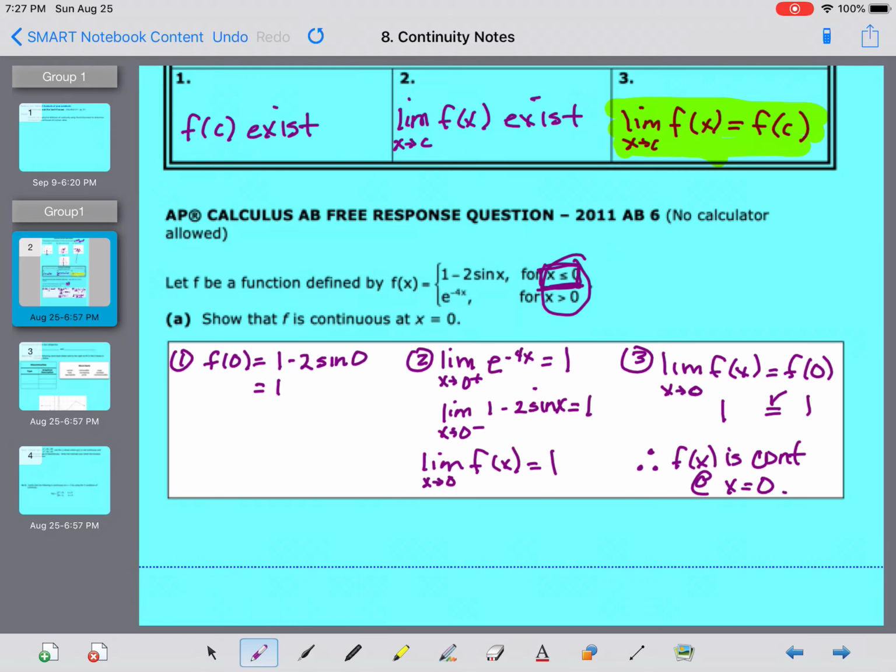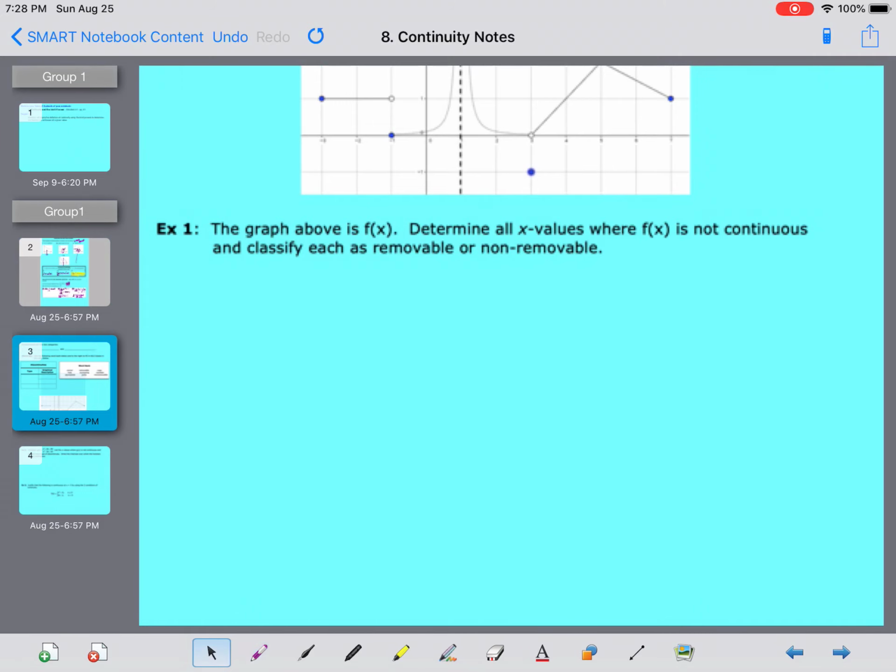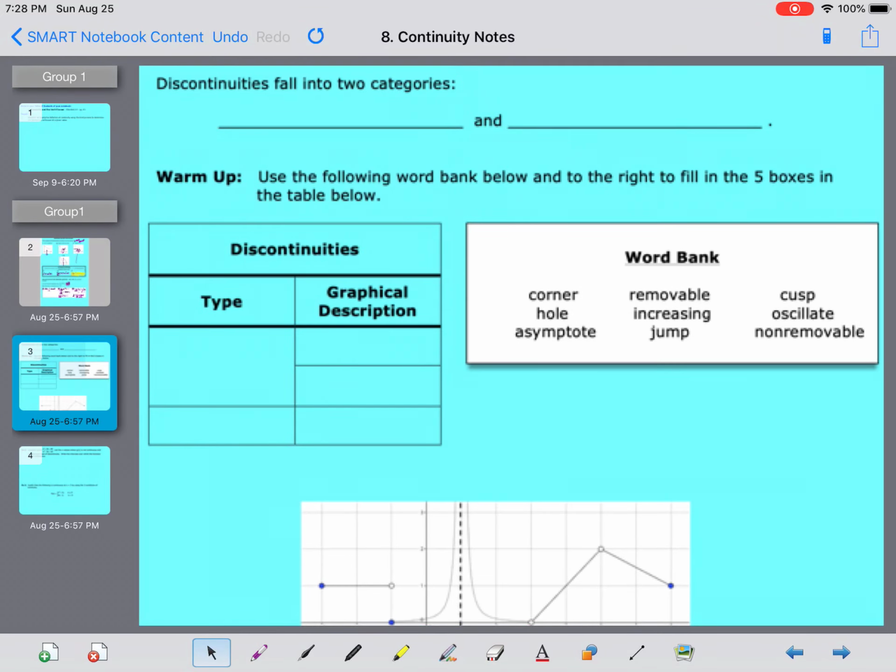Now, when it comes to continuity, there are 2 types of discontinuities. Okay, I'm going to go on to the other page. So there are 2 types of discontinuities. They fall into one of these 2 categories. One being that they are removable discontinuities. Okay, and the second one being that they are non-removable. So either we can remove them or we cannot.